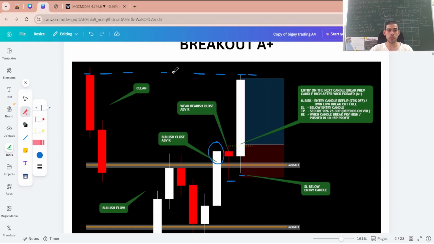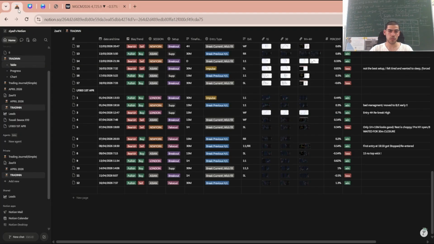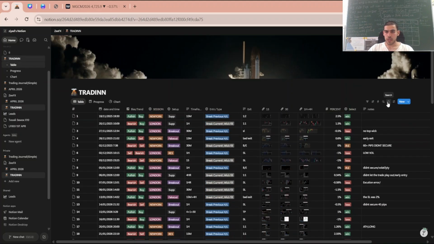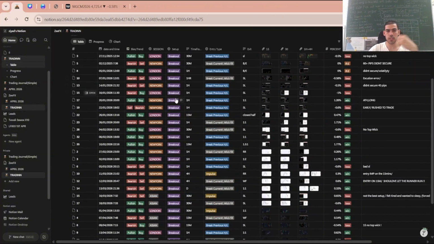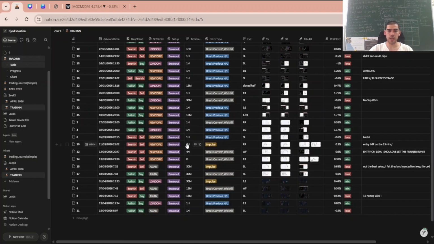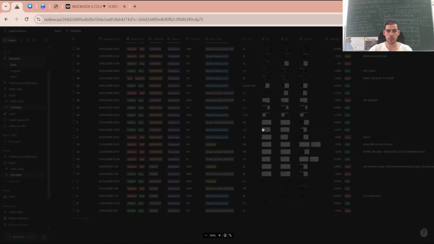Now I'm going to show you a real-life example of this in my trading journal. So this is my trading journal. Let's go to breakout. All of this is breakout setups. I'm going to show you one win and one loss of my breakout setup. Let's go to this one, for example.